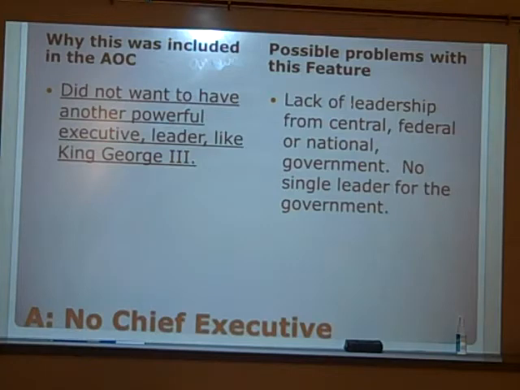Guys, for the first few slides, you're going to see central, federal, or national, and it's because those three words are synonyms. We have to be able to recognize all three terms when it comes to our STAR test. There was no single leader for the government. So think about no President Obama. Who's going to be driving the government in the United States? That's the same issue that we're having here.